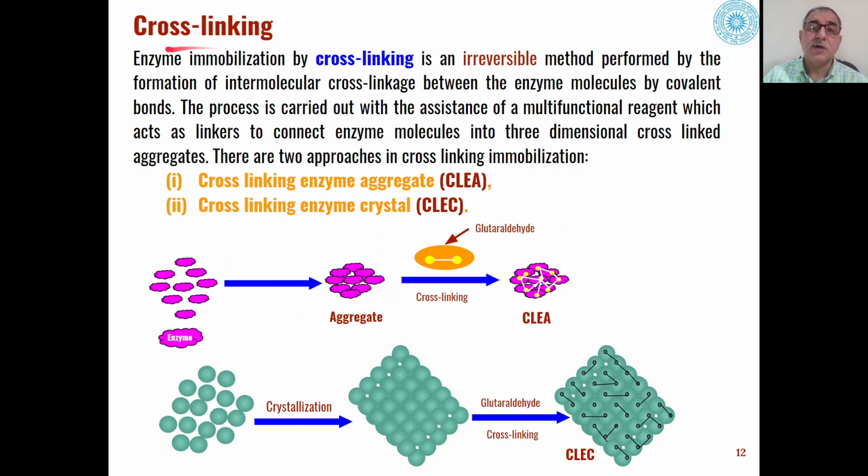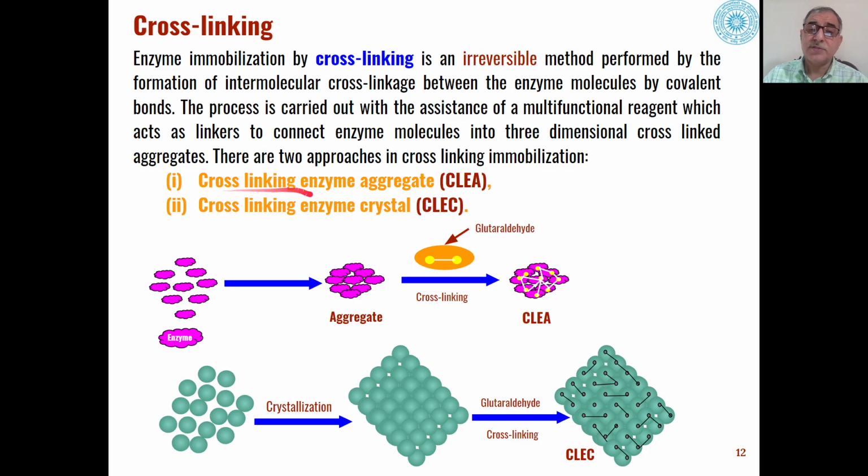Then the last is cross-linking. So enzyme immobilization by cross-linking, as I've told you, is an irreversible process. And here, this can take place through two methodologies. One is cross-linking enzyme aggregate, and the other is cross-linking enzyme crystal. So these two types of products with cross-linking immobilization can take place.